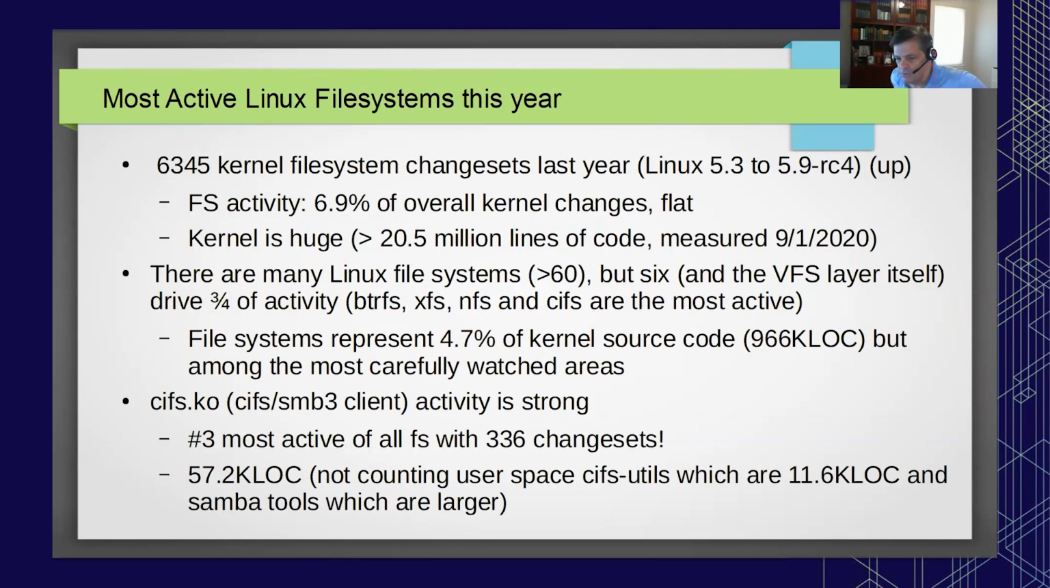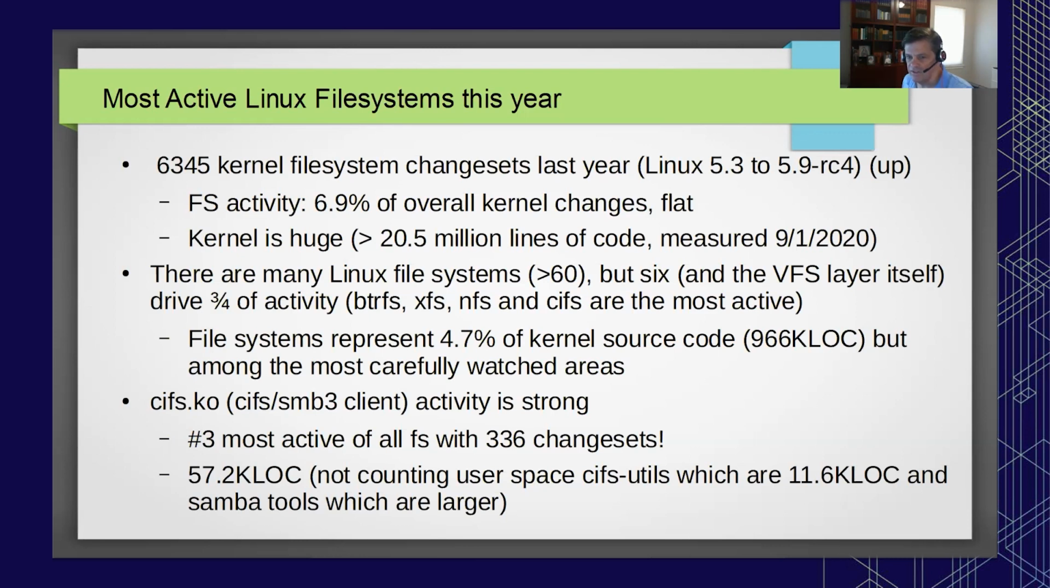So I want to give some general background on how cifs and the Linux cifs VFS fits into the larger ecosystem. As you probably know, Linux is enormous. It's more than 20 million lines of code, and file system activity represents almost 7% of the changes in a typical year. So it's obviously one of the most important areas. It's part of the core kernel and one of the most actively maintained areas of the core kernel.